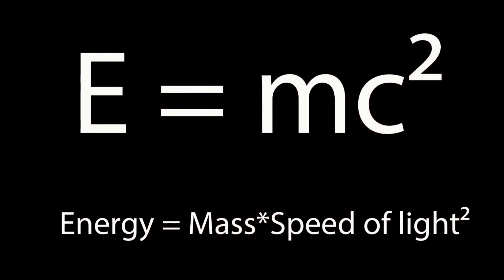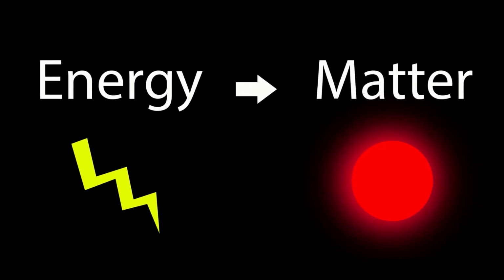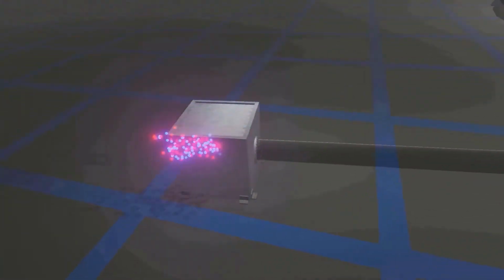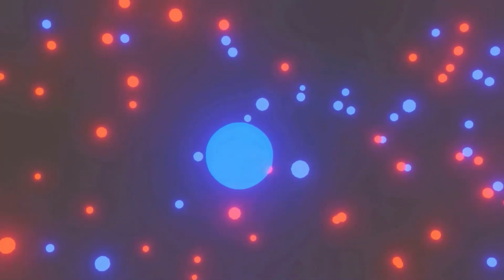So how do we make antimatter? Again, by using E equals mc squared, but this time converting energy into matter. By smashing protons at nearly the speed of light into a block of iridium, we convert the energy in the proton into matter, more specifically pairs of protons and antiprotons, as shown in the animation at the start.